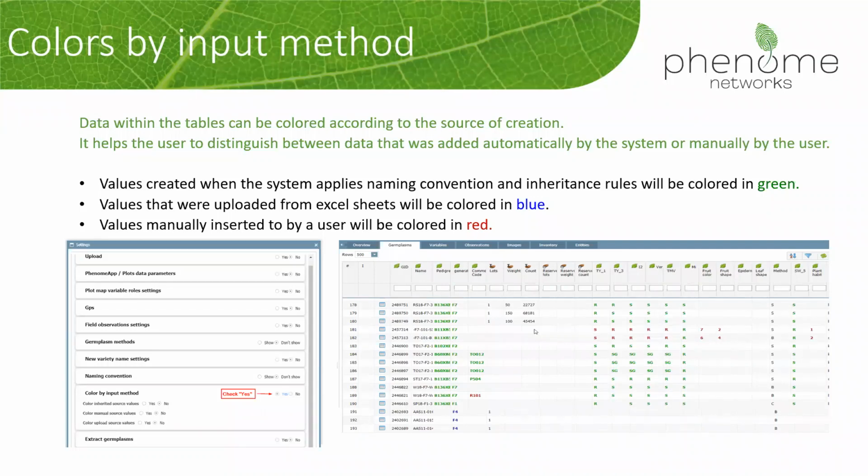How is it done? How do we get to these settings? We go to the settings level on the folder, click on actions, settings, scroll down to color by input, check the yes, and check the yes here also.